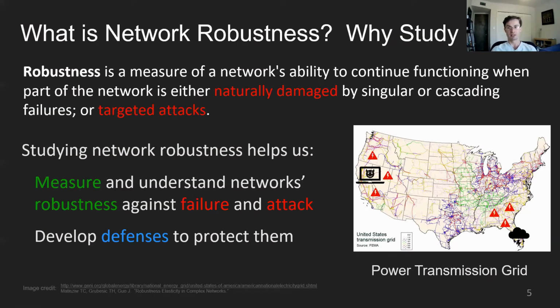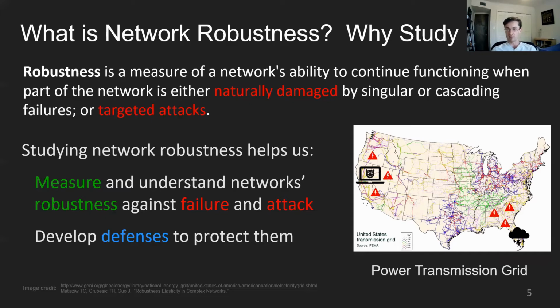What is network robustness and why should we study it? We define robustness as a measure of a network's ability to continue functioning when part of the network is either naturally damaged by singular cascading failures or targeted attacks. We can see this in the figure on the right, where we see a power transmission grid. On the left side of this figure, maybe there's a malicious hacker who's attempting to take down some of the substations. Maybe he successfully takes one down, and this could lead to some cascading failures leading to blackouts or brownouts across the Western coast.